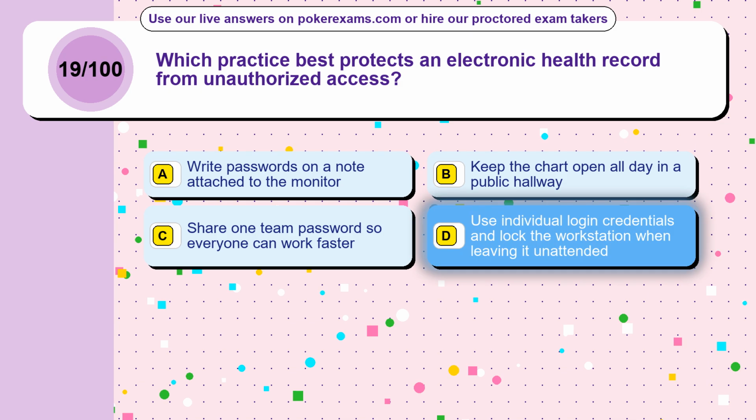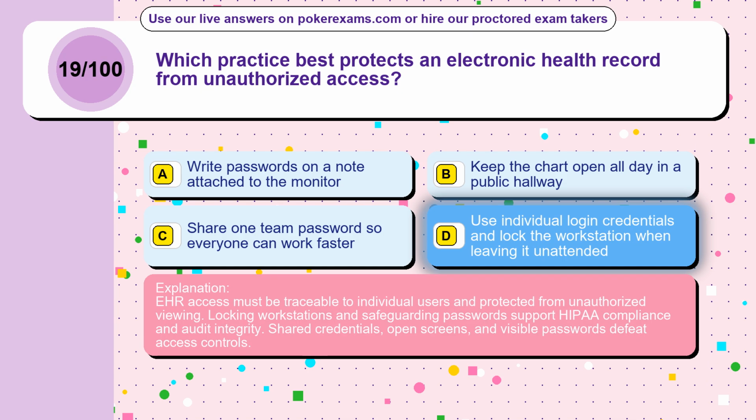Use individual login credentials and lock the workstation when leaving it unattended. Access must be traceable to individual users and protected from unauthorized viewing. Locking workstations and safeguarding passwords support HIPAA compliance and audit integrity. Shared credentials, open screens, and visible passwords defeat access controls.